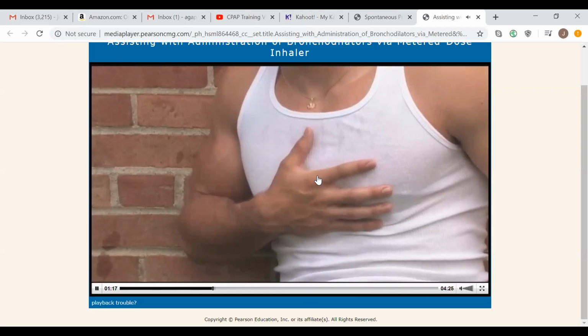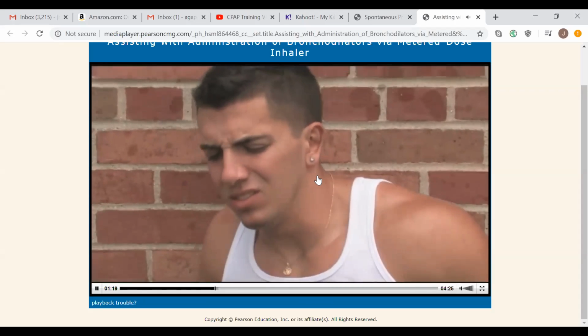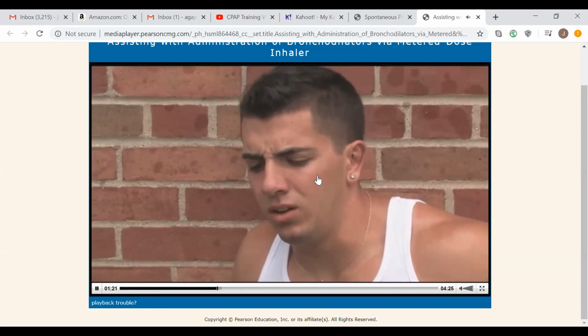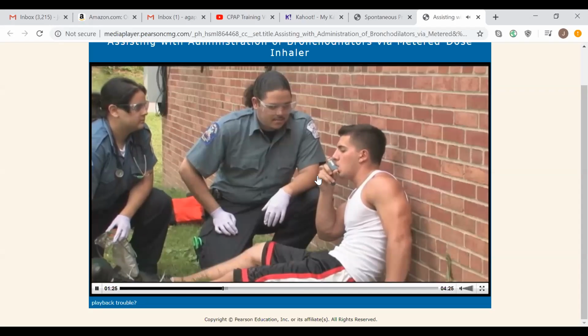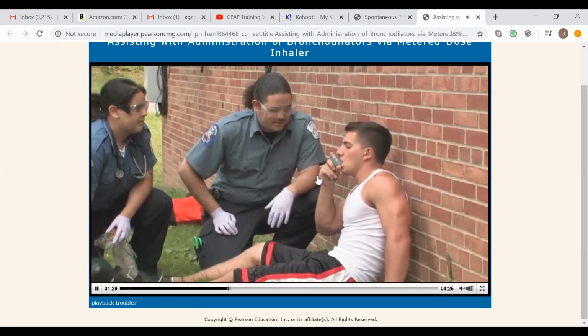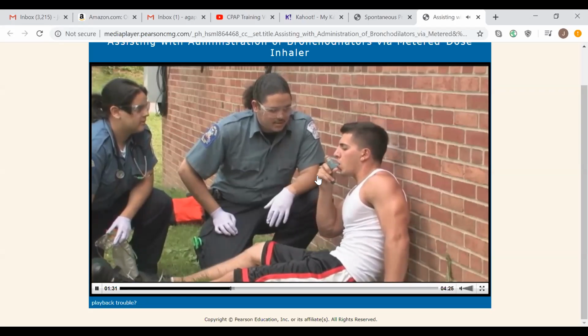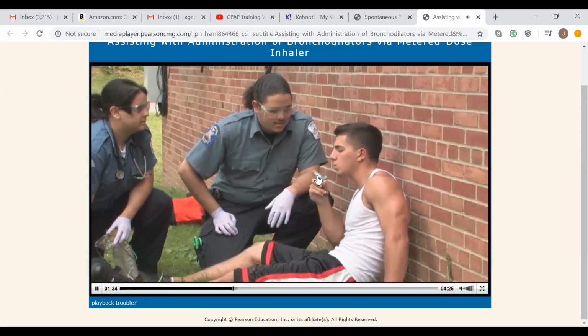Because patients are becoming hypoxic during an acute respiratory emergency, they often will be agitated and unable to follow directions well. Therefore, you may be requested to coach or assist the patient in administration of their metered dose inhaler. Most bronchodilators begin to work immediately, and their effect can last for hours.